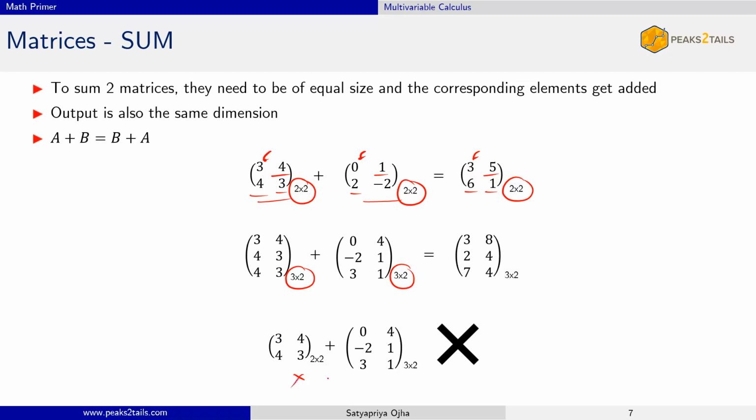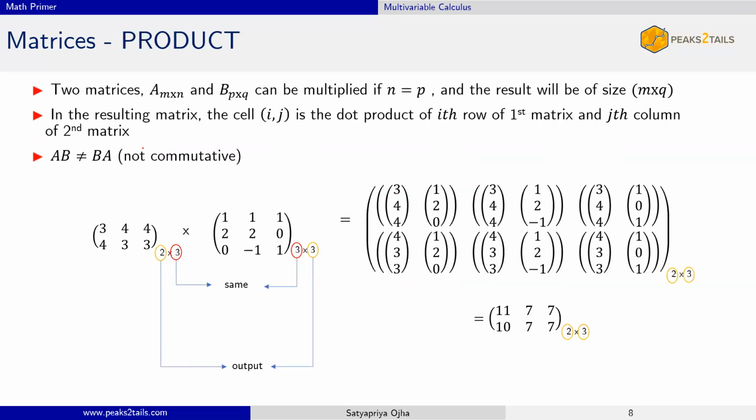And this does not work because this is a 2 by 2, this is a 3 by 2. You cannot add them. And the other idea is it is commutative. So A plus B is the same as B plus A, where A and B are matrices. No issues there. Next, all of these operations, ever since NumPy was created, NumPy revolutionized Python. All these vector and matrix operations are just one single command and super, super fast. We'll talk all about that later.